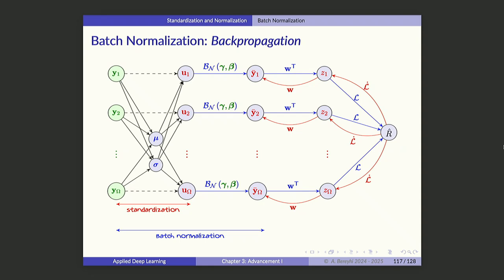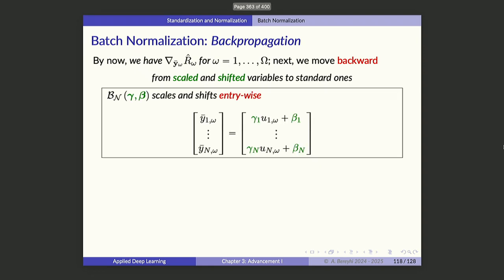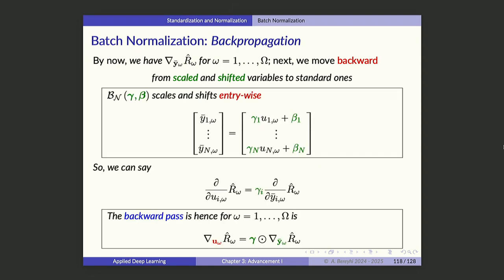Now you are going to compute that gradient simply using the chain rule. So your gradient with respect to u is simply your gradient with respect to y bar times the gradient of y bar with respect to u, which is simply gamma. That's it. That is no problem. You can simply do the backward pass here.